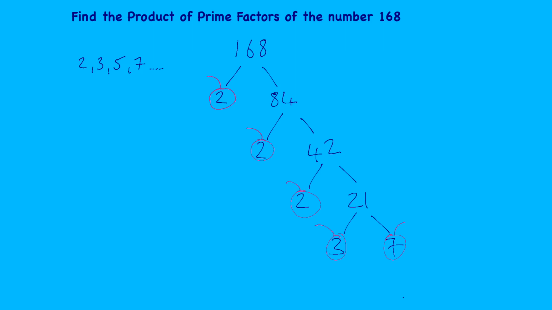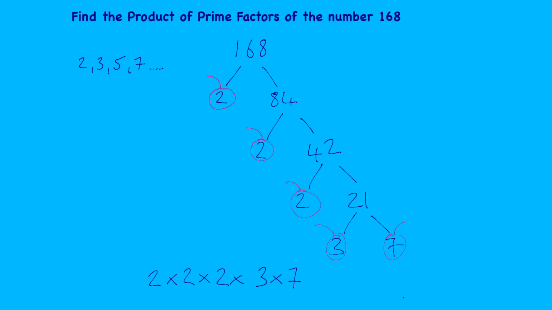So my cherries, or my prime factors, are 2, 2, 2, 3, and 7. These are the prime factors of the number 168, and once we insert a multiplication sign, another word for multiplication is product, we have the product of prime factors of the number 168.